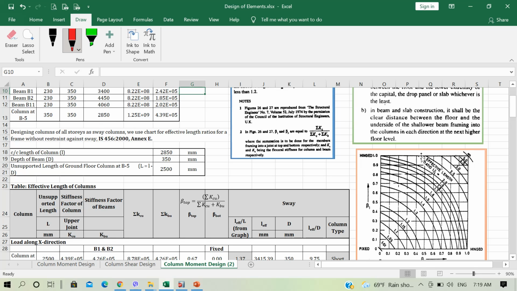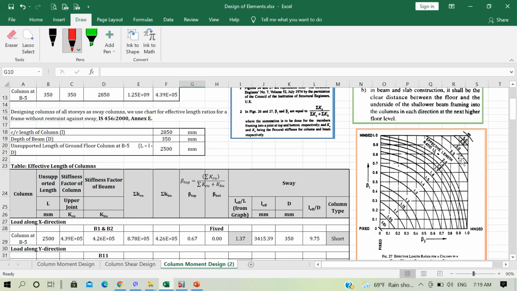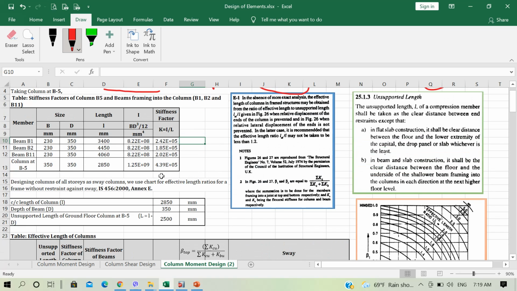So we suppose that all of our columns are sway columns, and we use the graph for sway columns to find effective length ratios. And let us see here first our center to center length of column, that is our floor height, is 2850 millimeter. Our depth of beam is 350 mm. So unsupported length of ground floor column is L minus D, 2850 minus 350 is 2500 mm.